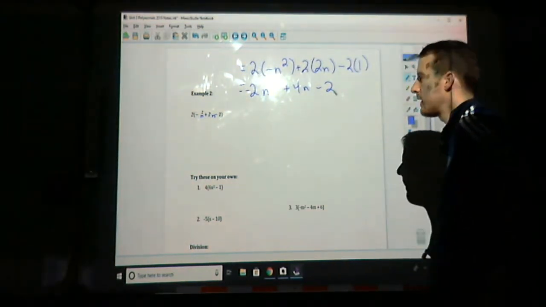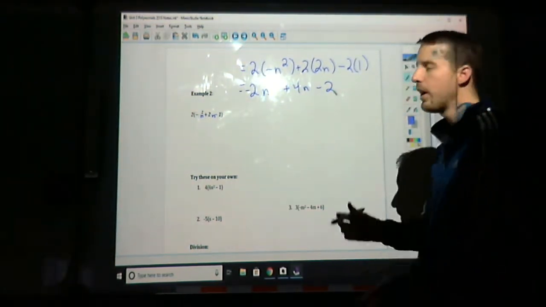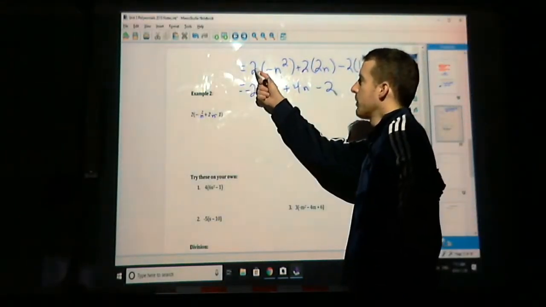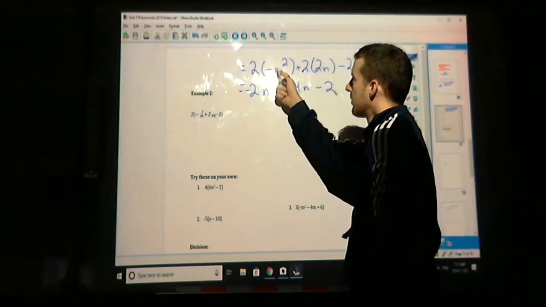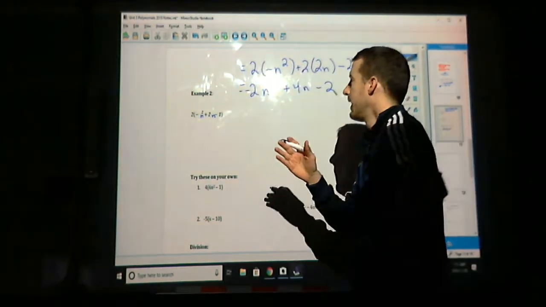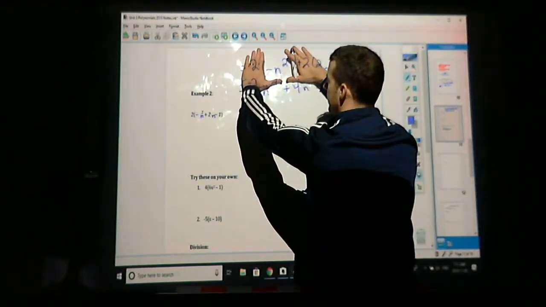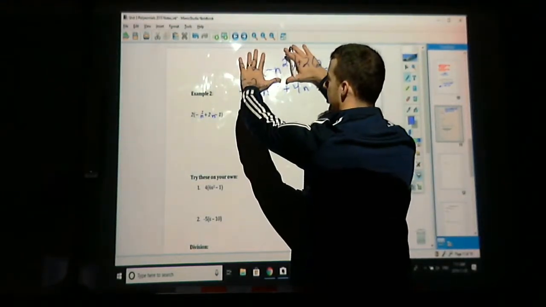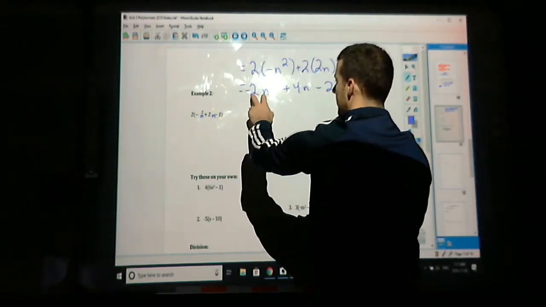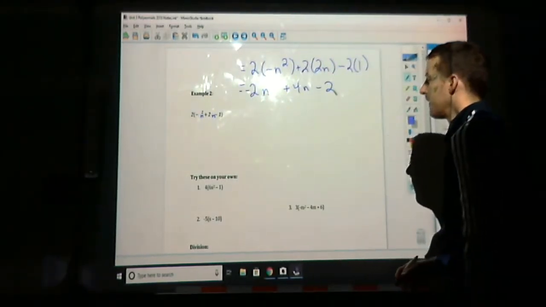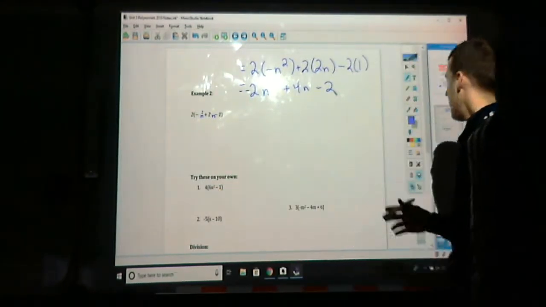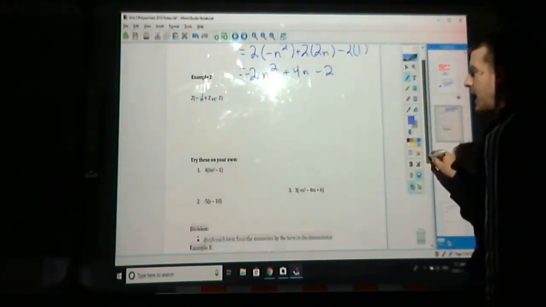So it doesn't need to be very complicated. The one thing we really need to remember is you aren't multiplying the 2 times negative n and 2 times n squared or anything like that. It's just 2 times this, so negative n squared. If we put 2 of those together, we get negative 2n squared. I'm going to ask that you try these on your own, and we'll go over those a little bit later in class.